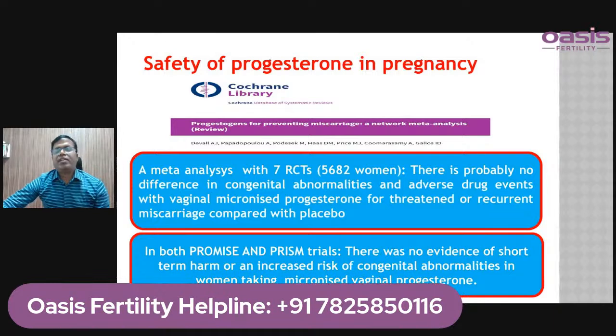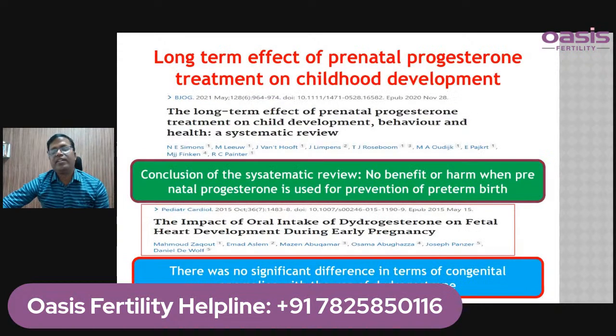There are some safety limitations of progesterone in pregnancy. A meta-analysis has shown probably no difference in congenital abnormalities and adverse drug effects if you are using micronized progesterone and so on. They found no differences of any kind of anomalies. Also, the PROMISE and PRISM trials found no evidence of short-term harm or increased risk of congenital abnormalities in women taking micronized vaginal progesterone. So they didn't find any abnormalities, side effects or anomalies.